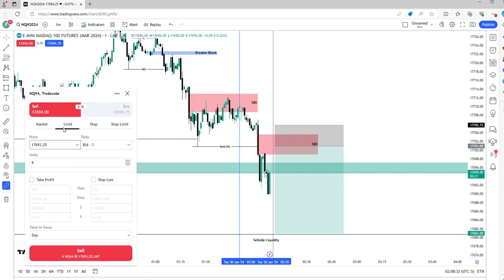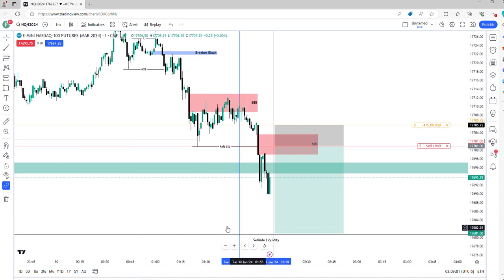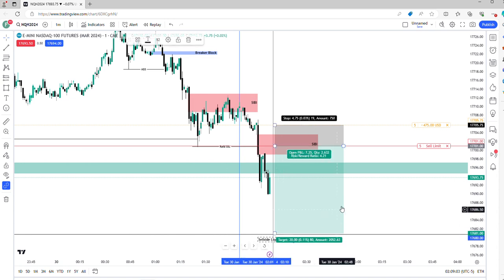So I'm going to set a limit order for 17701.00. Stop loss at 17705.75. That's if we want to return, and roughly risking about that much, right? So that's a limit order, and that's set, so you guys can see that, with the idea that this sell side liquidity is a drawn liquidity.